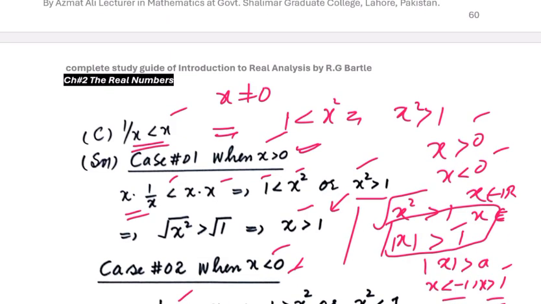The second method to solve this question is to convert it into a single rational form: 1 over x minus x less than 0. This gives 1 minus x square over x less than 0. That leads to the same conclusion.